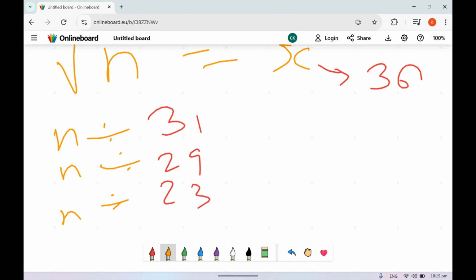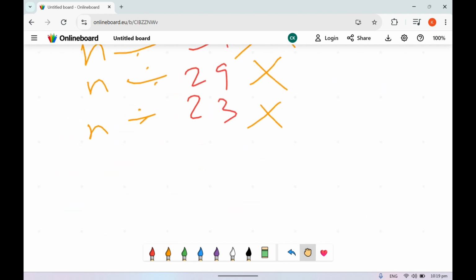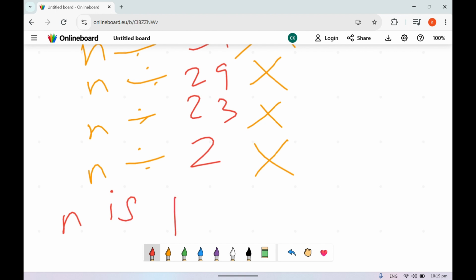Let's try it out. Can n divide 31? Let's say n cannot divide 31. Can n divide 29? Cannot divide 29. Cannot divide 23, and so on. I try all the way until we reach n divided by 2, and n cannot divide 2. So I can straight away conclude n is prime. But how do I know that? It's actually super simple.